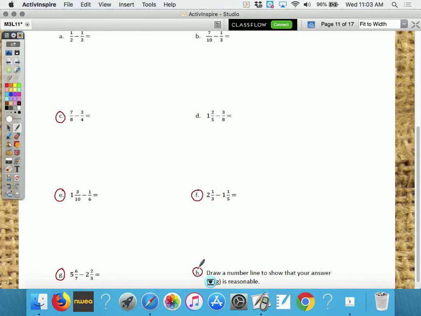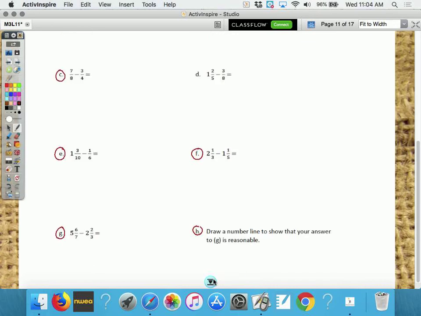The rest of those you will work on with a partner with the time we have left, okay? So I want you to go ahead and put a star by C and a star by F. Those will help you on your exit ticket, okay? All right, so let's take a look at this.